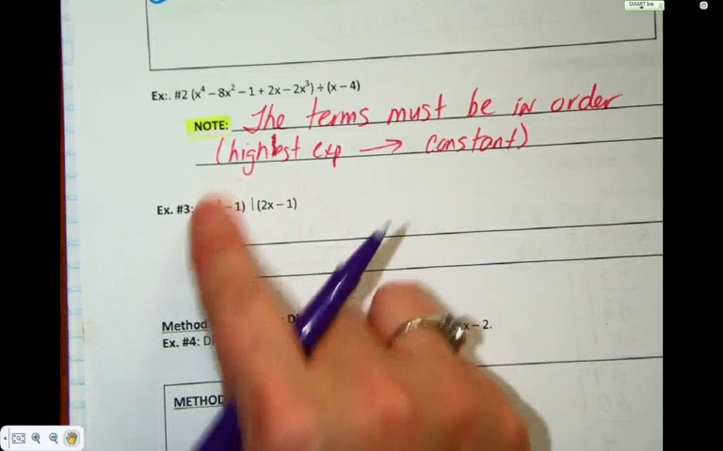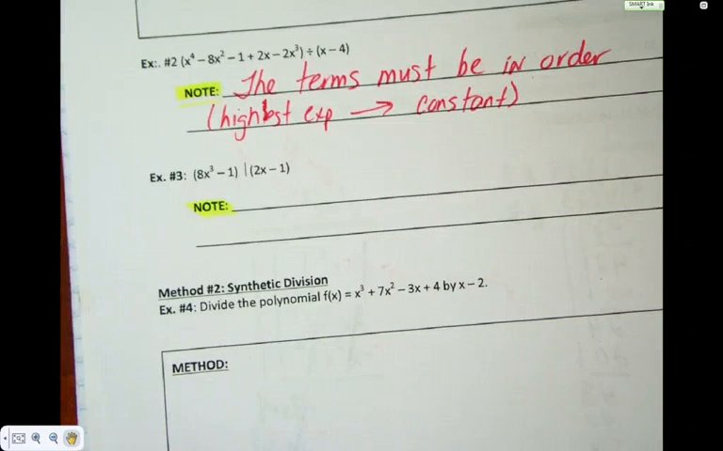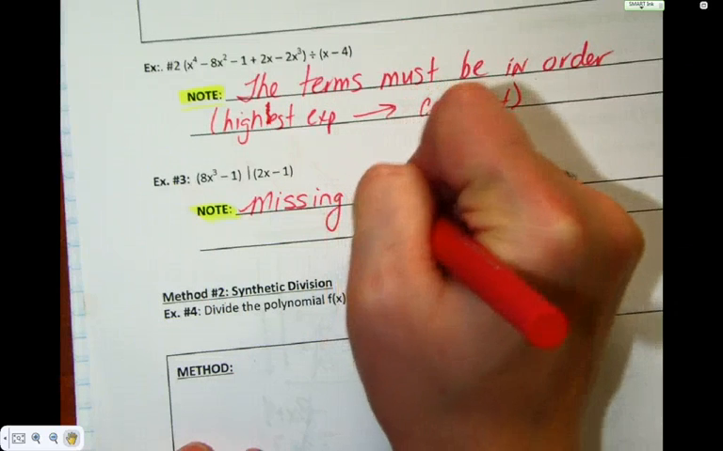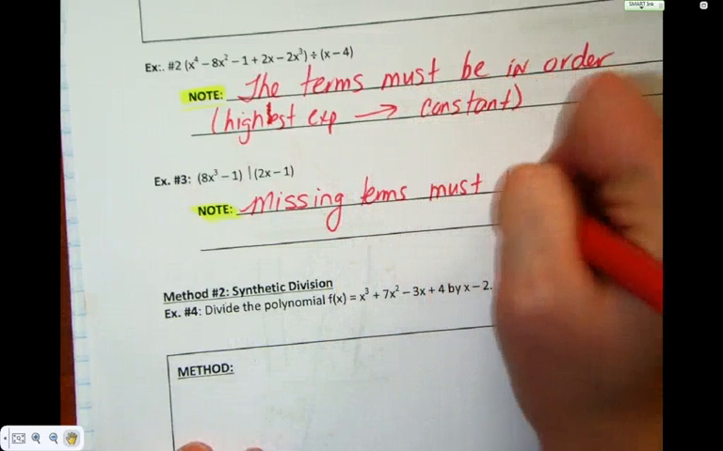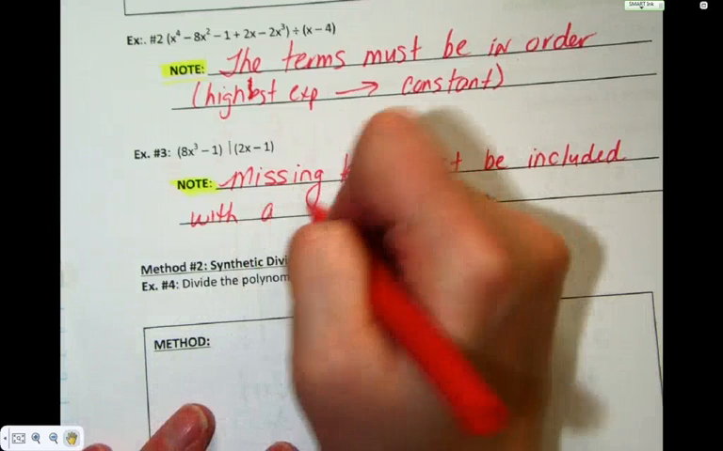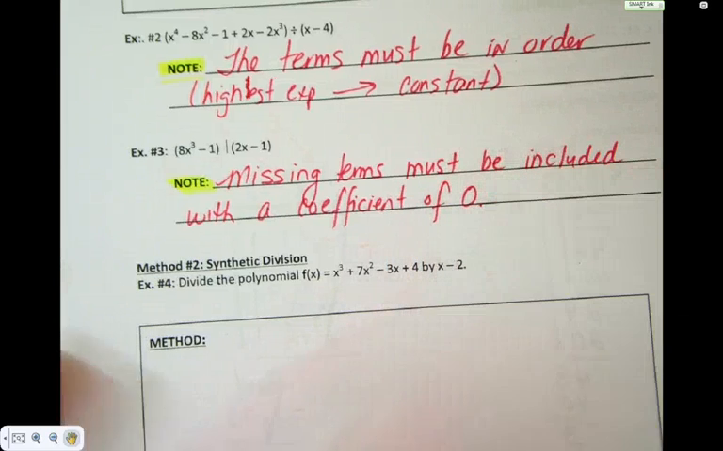What are we missing in here? An x squared and the x. So, missing terms, we call them. Missing terms must be included with a coefficient of 0. And that's, again, just to keep the placement when you do your division. Otherwise, you're going to subtract an x from an x cubed, for example.